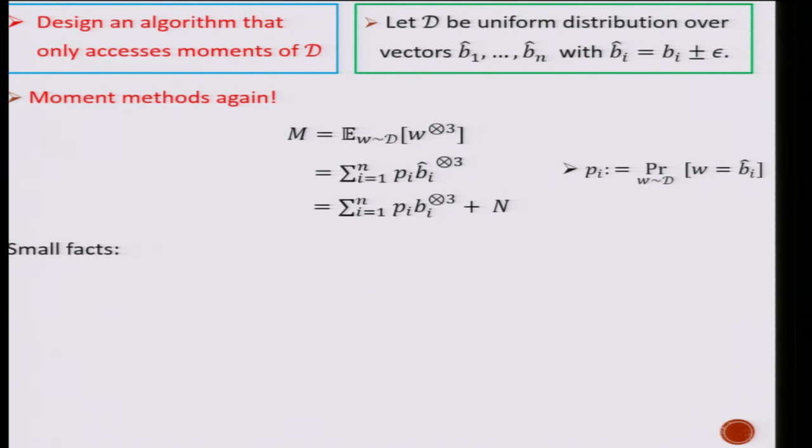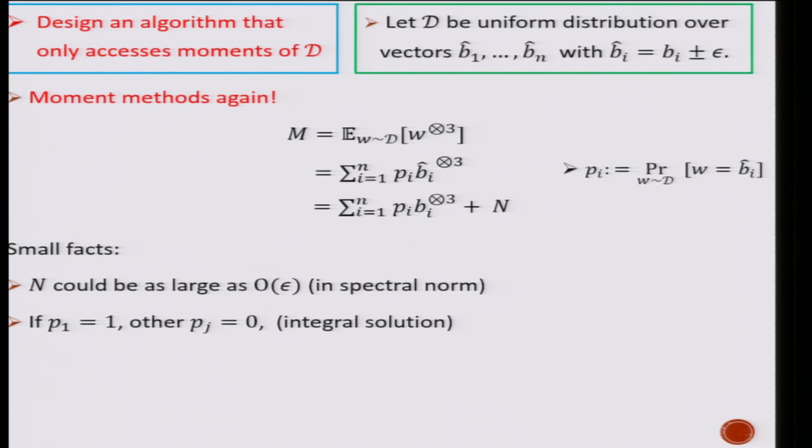All right, so just some small facts about this moment. First of all, the noise tensor could be relatively large, could be as large as O of epsilon, as you can imagine, because Bi hat and Bi are epsilon far away from each other. How do you measure the spectral norm? Let me be vague here. For example, you can think of it as you flatten it and you measure. It's not exactly important which norm it is measured in. Even in the best norm that you care about, it could still be something like O of epsilon.